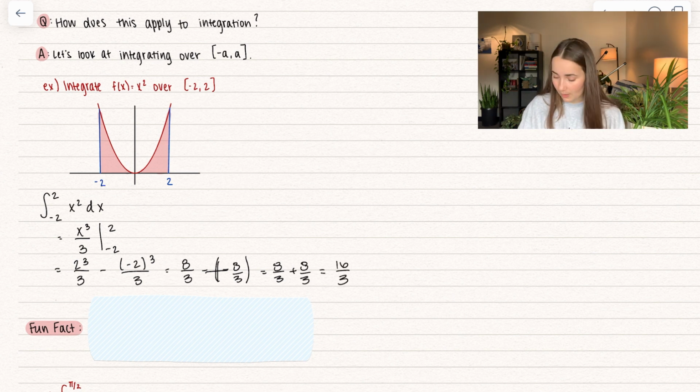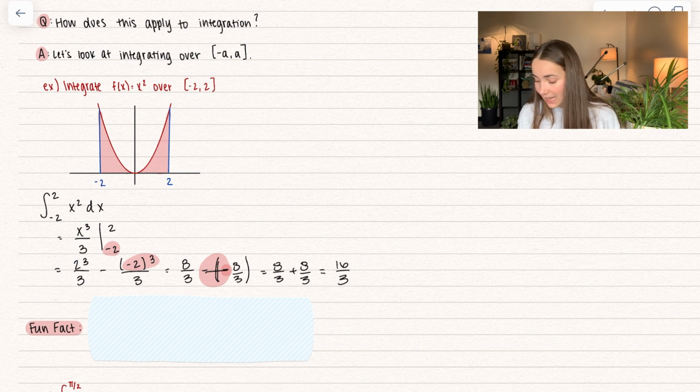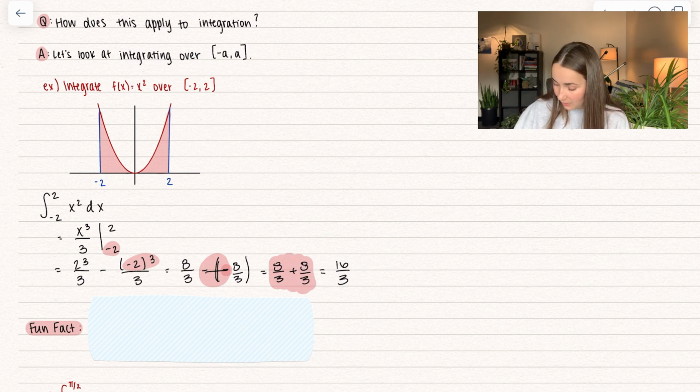So what's special about this? It's when we plug in that negative 2. Negative 2 cubed is equal to a negative value, and that entire thing turns into a plus because we subtract it. Subtracting a negative results in adding. And so what happens is we just double our area. And so that is the trick with even functions.